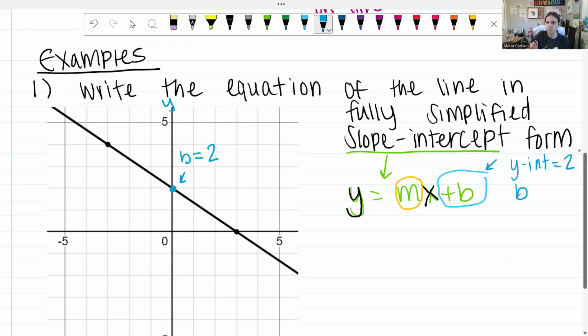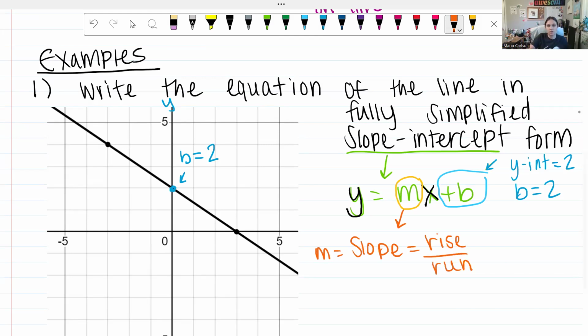I also need to find the slope, or m. So m is always our slope, which is the rise over the run between any 2 points on our graph. I already have our first point identified, and there are other points on this graph. I always want to start on the left and move to the right. So I'll choose this point here.